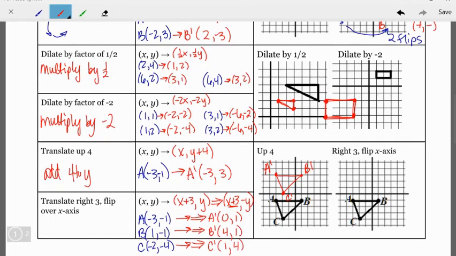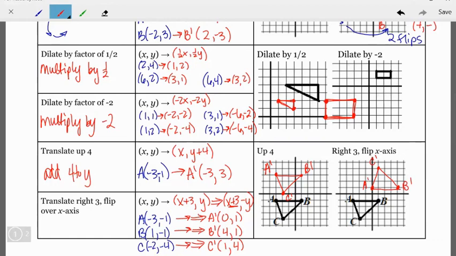So let's see if that worked. So our new A is at 0, 1. So there's A prime. Our new B is at 4, 1, B prime. And our new C is at 1, 4. Connect the dots. And there we go. It looks like we shifted the picture over and flipped it over the x-axis because it's now on the other side of the graph.